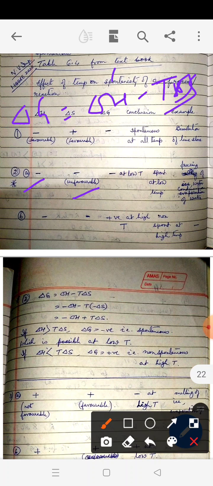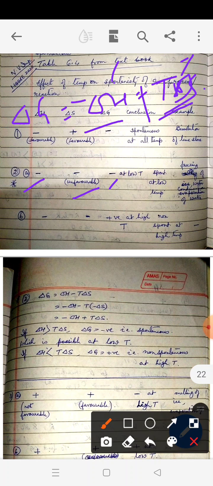So you can see here delta H is negative, delta S is also negative. So negative and negative makes it positive. Now the sum total of a negative and a positive number will be what? That depends on which value is higher. If the delta H value is higher than T delta S, then the value will be negative.